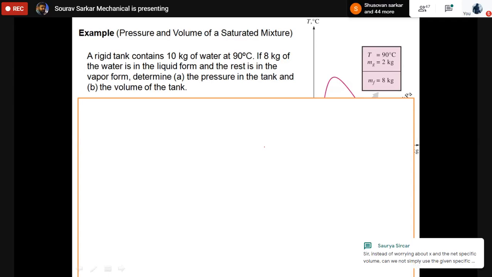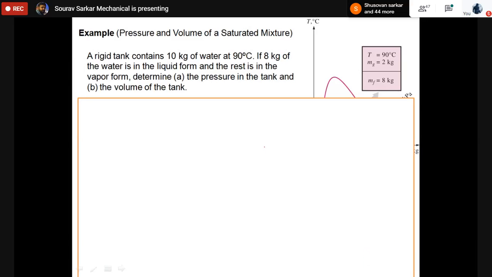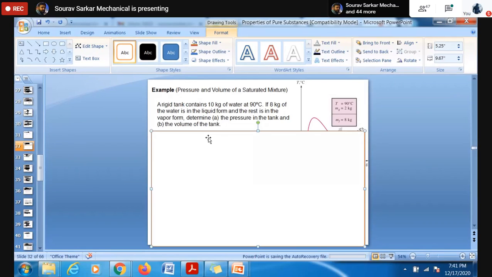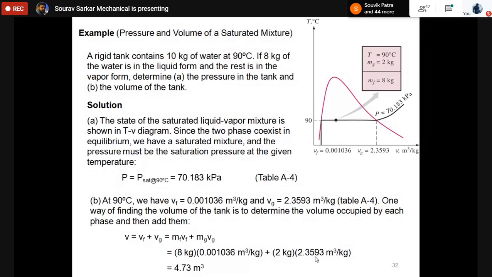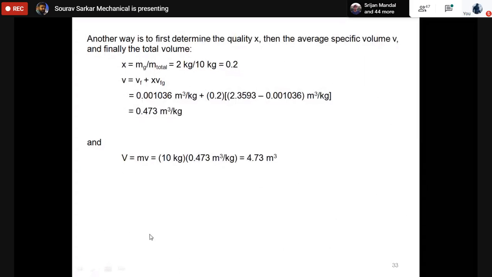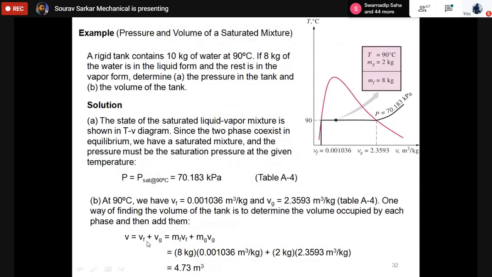Now at 90 degrees Celsius, what is your VF? 0.001036 meter cube per kg. And what is your VG? 2.3593 meter cube per kg. If they are correct, then if you see the calculation, it is VG plus VF. You know the value of VG, you know the value of VF. So you multiply it with the mass, you will get the final volume, 4.73 meter cube.